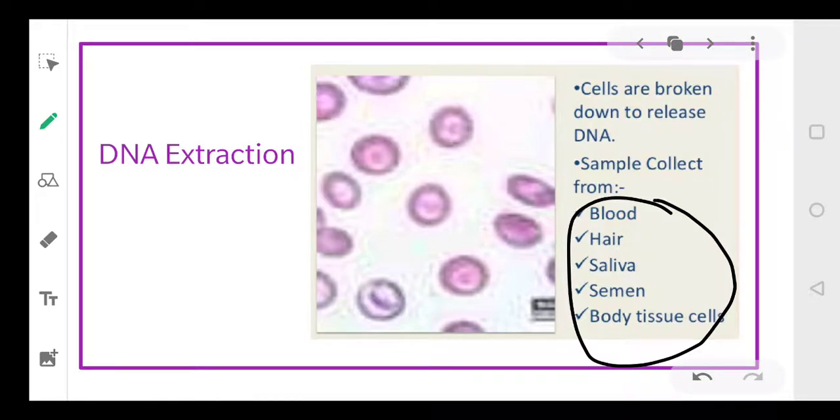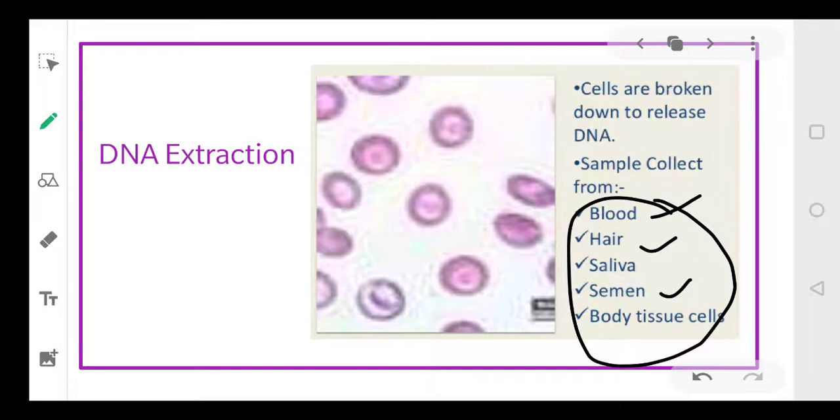Now, this sample could be a blood sample. We can have blood from the particular person. We can take a hair follicle rather. We can take a small portion of the skin. We can take a small portion of the bone also, saliva also, semen also, right? We can collect any of these samples. So, first of all, sample collection. We will first collect a sample from the individual.